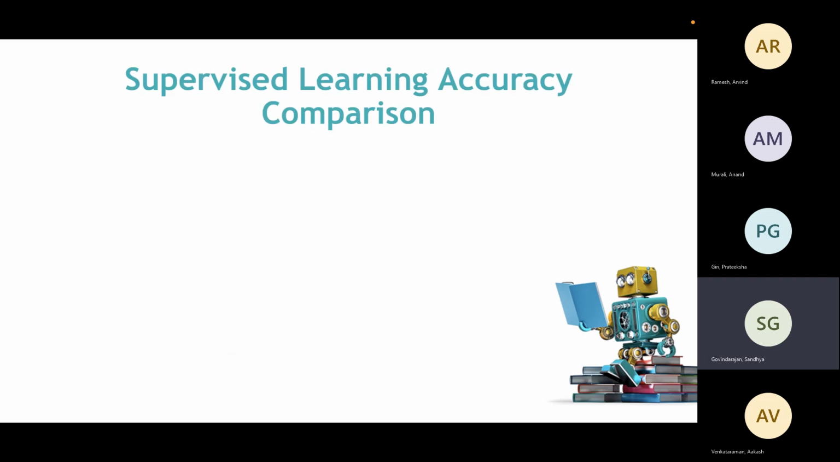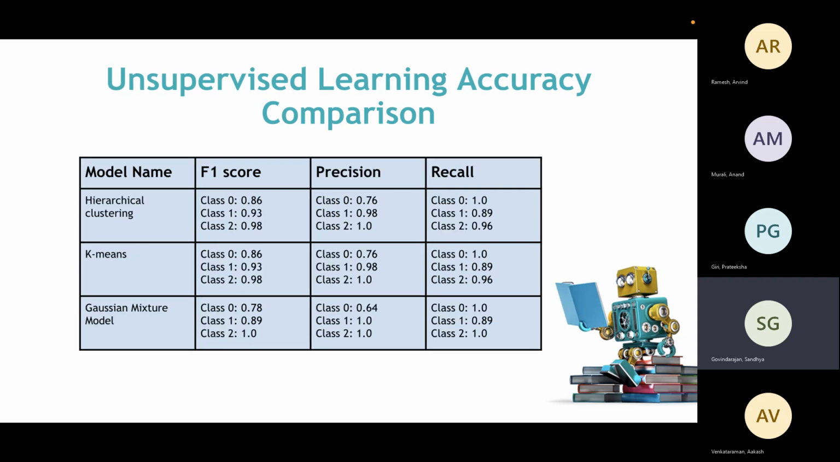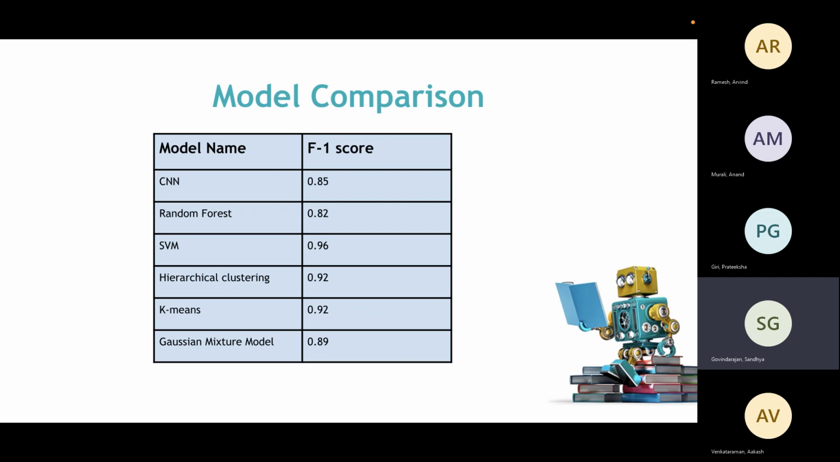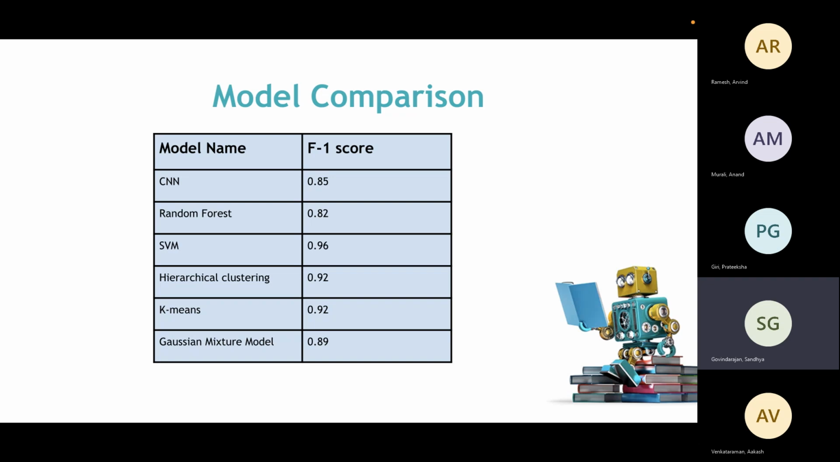Now, moving on to the results. This is a table of our supervised learning accuracy comparison. We have CNN, random forest, and SVM, and we have the unsupervised models, which are hierarchical clustering, K-means, and Gaussian mixture model. We compared them based on the F1 score. As we can see, SVM has the highest F1 score among our supervised learning models, and K-means has the highest F1 score among the unsupervised learning models. So we can conclude that SVM and K-means fit our data very well, and they are the best models to use for our image classification data.